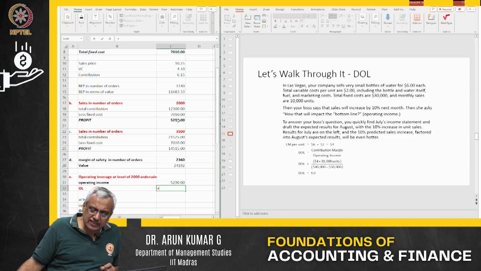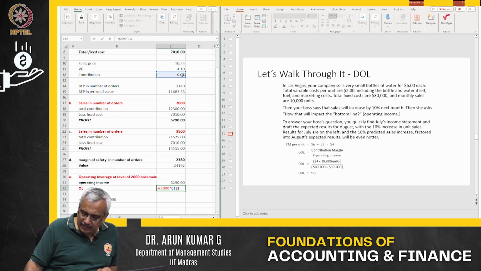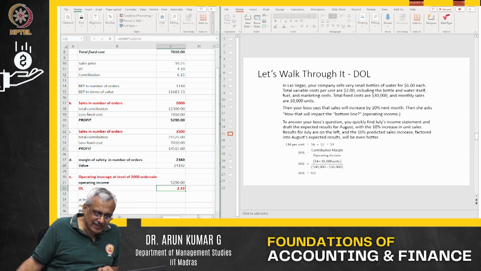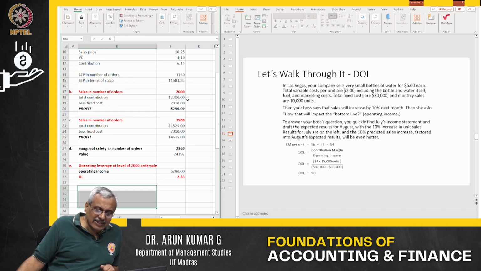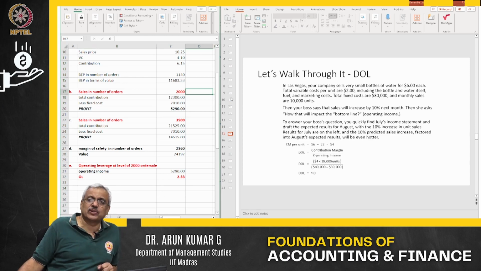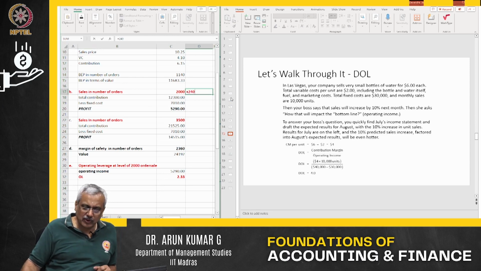It is contribution margin divided by operating income. What is the contribution margin? 2000 units is what I am going to sell. What is the margin per unit? Margin per unit is 6.25, divided by my operating income. So, I would say 2.33 is what is called my operating leverage in this case. That means, if my sales increase by, let us say, 20%, my sales is going to be 2400.